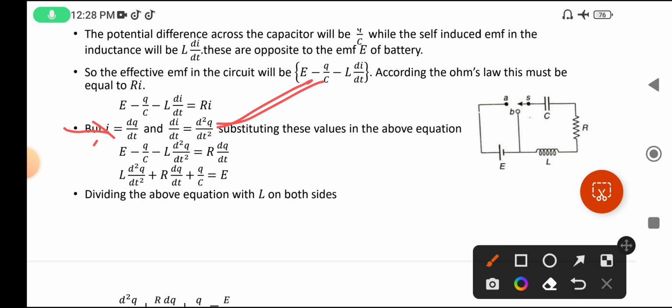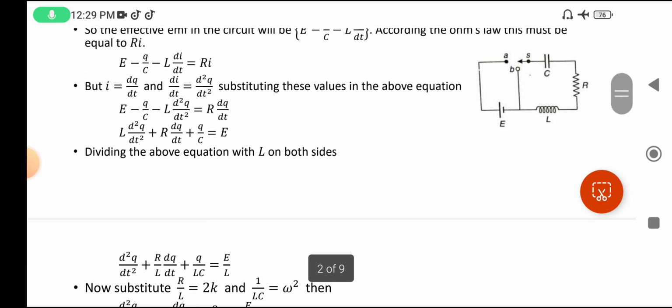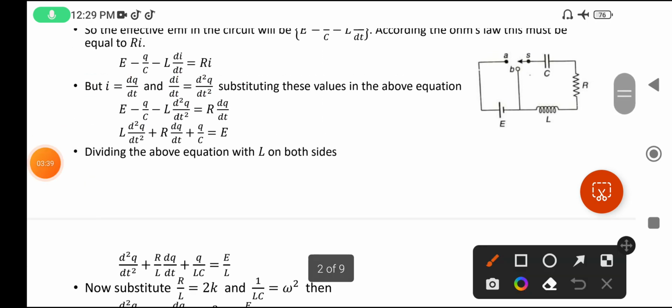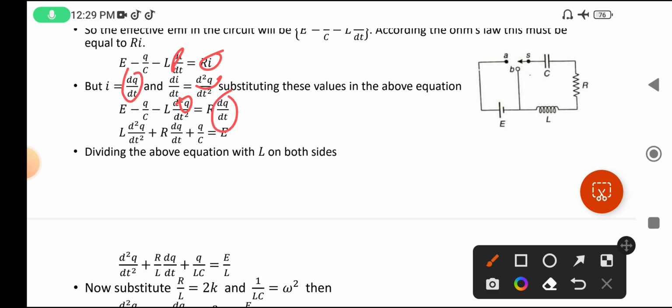So i is equal to dq by dt, charge by time is current, and substitute in the place of i this one, and in the place of di by dt this one. Now here in the place of di by dt this term is substituted, and in the place of i, dq by dt is substituted.